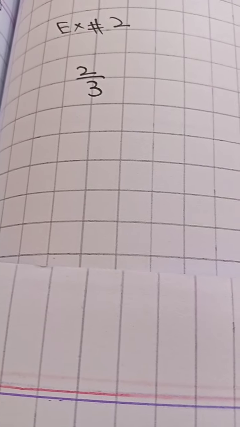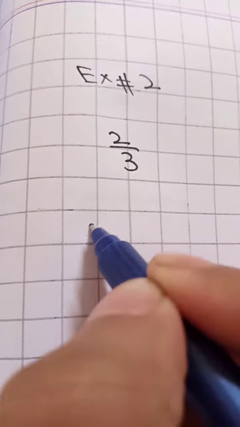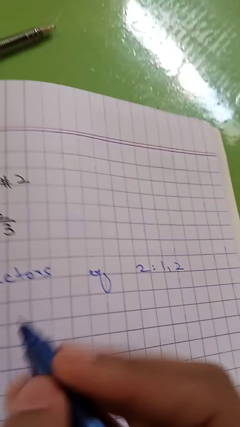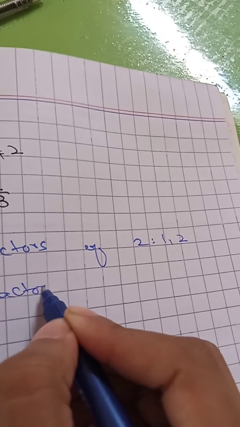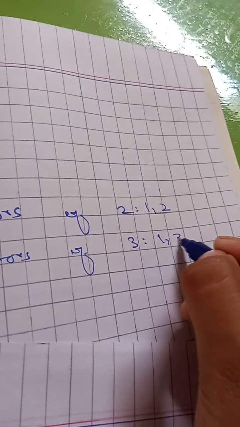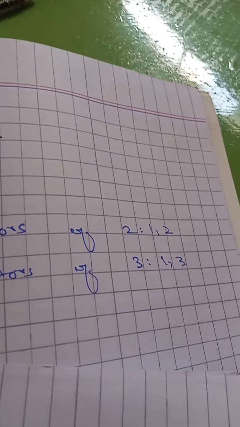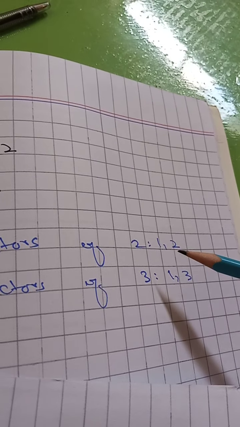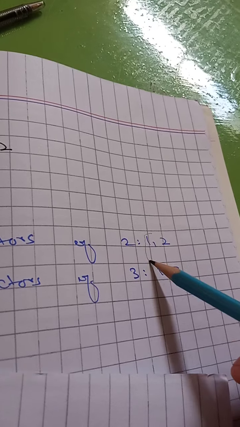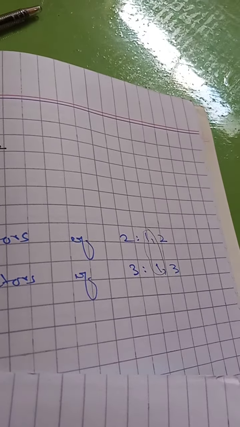Okay, look at the factors. Write the factors of 2. Let me write, factors of 2 are 1 and 2. And what are the factors of 3? Factors of 3 are 1 and just 3. After writing the factors of 2 and 3, we'll go for the common factors. What are the common factors? Common factor is just 1.